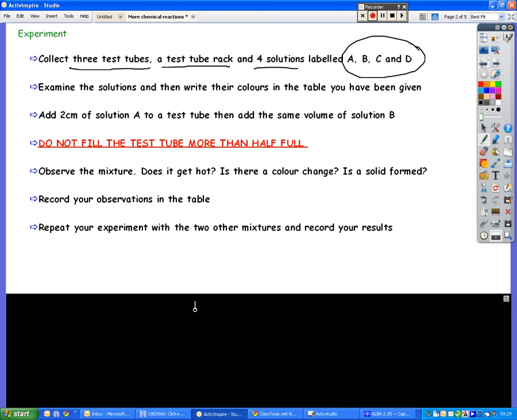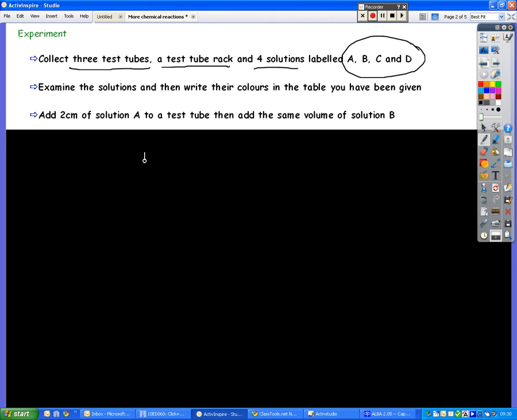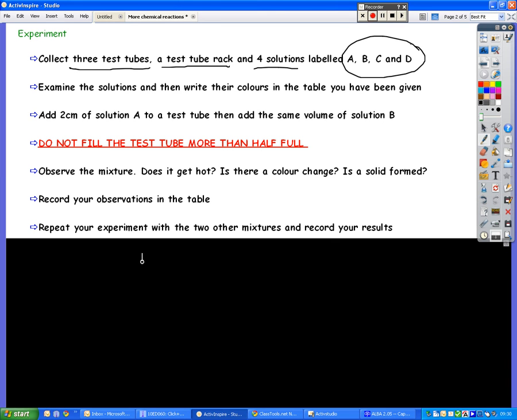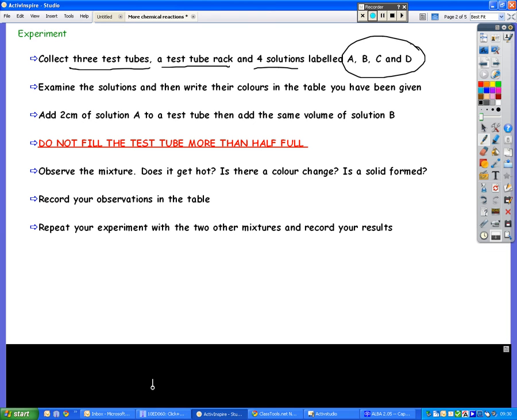We don't necessarily need to know the names of those solutions, we just need to know that we're mixing the right ones together. So we examined the solutions, we wrote their colours in the table, and we added 2 centimetres of solution A to another solution, making sure that it was no more than half full. We observed the mixture, we looked for colour changes, solids being formed, and we felt the test tube to see if it was hot, because those are indicators of a chemical reaction. We recorded our observations in the table, which we'll look at in a wee second, and we did 2 other experiments as well.